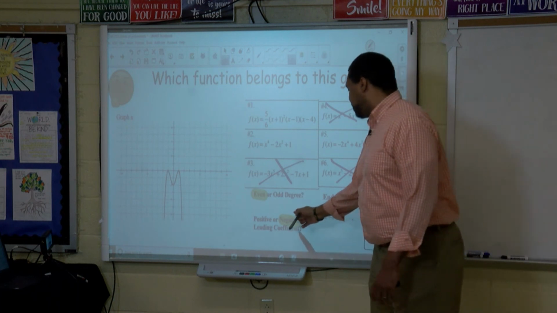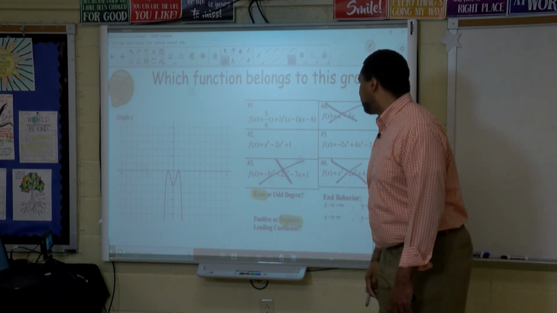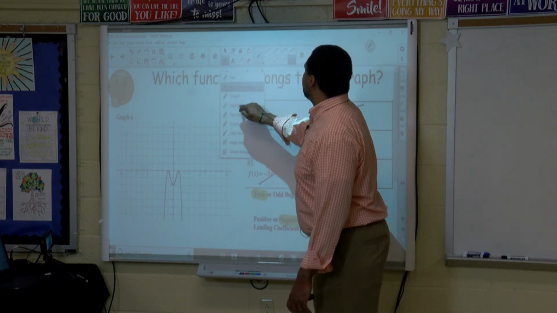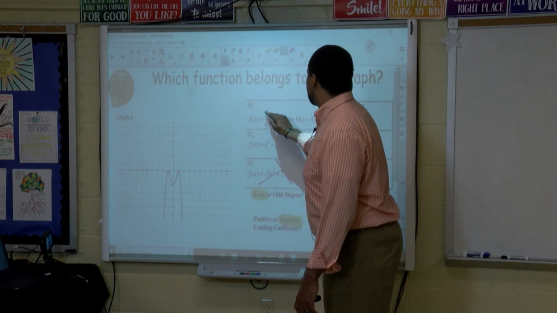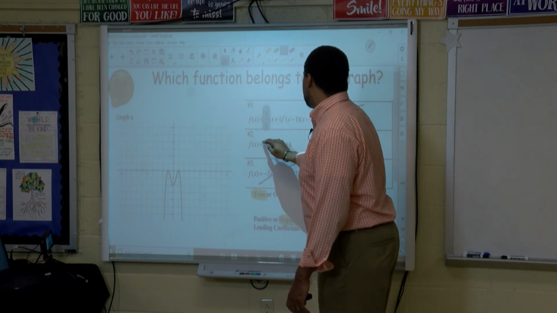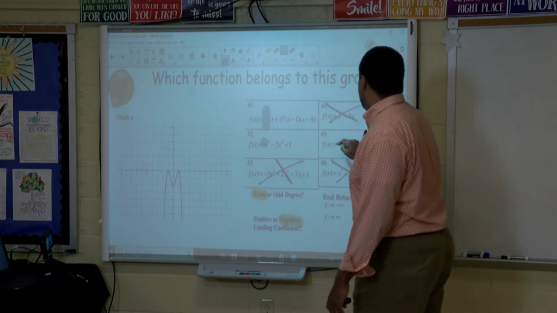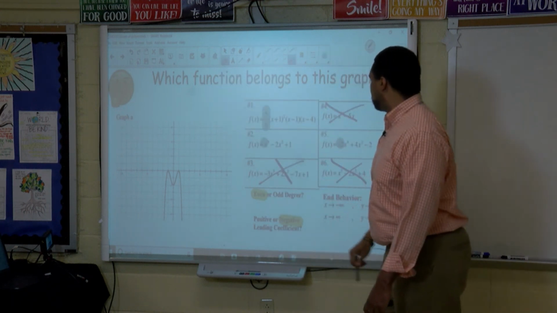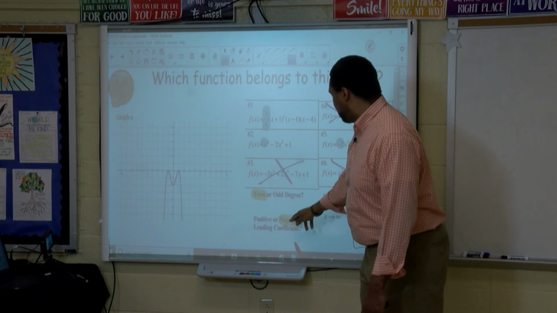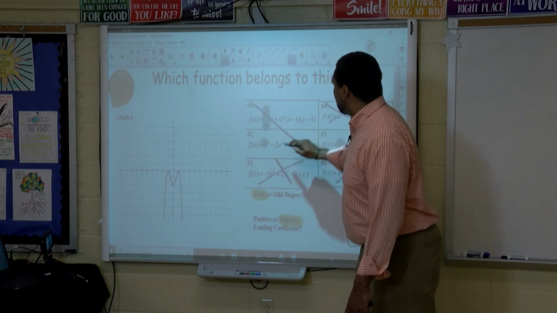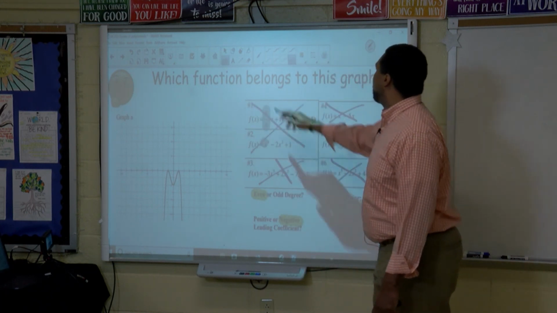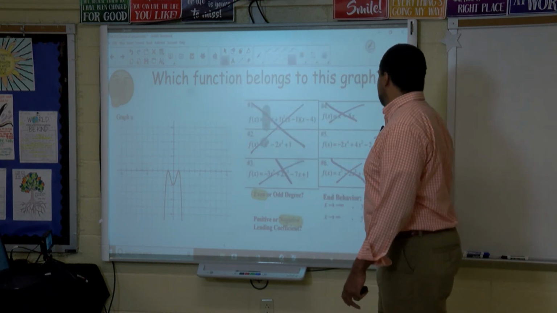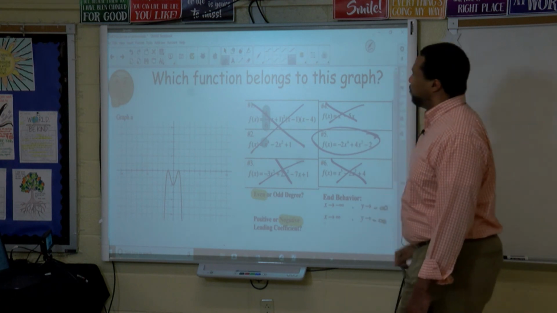Okay, so the next thing is the leading coefficient is negative. What are the leading coefficients? 5, 6 is understood to be 1 right there, and negative 2. So by process of elimination alone, it has to be a negative leading coefficient. Both of these canceled out. So the polynomial for this has to be number 5. This is the polynomial function for this graph.